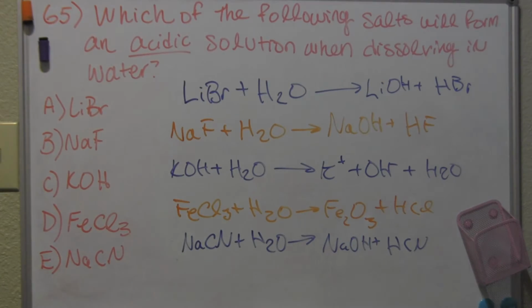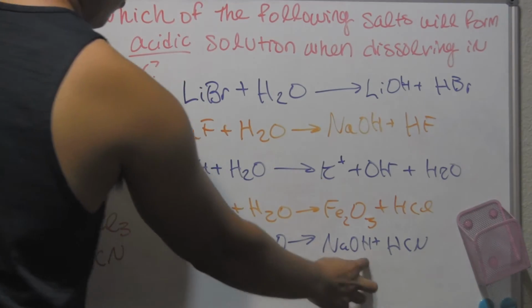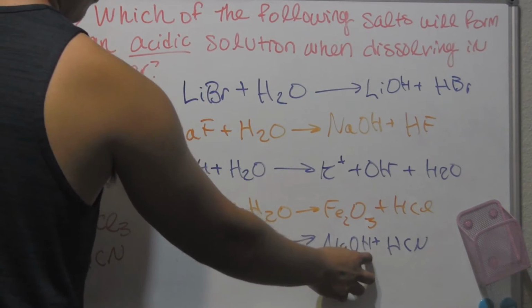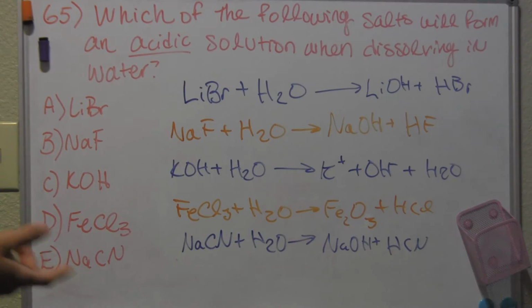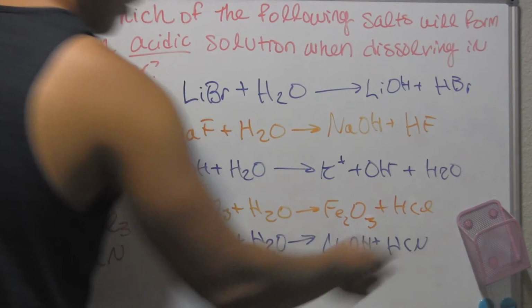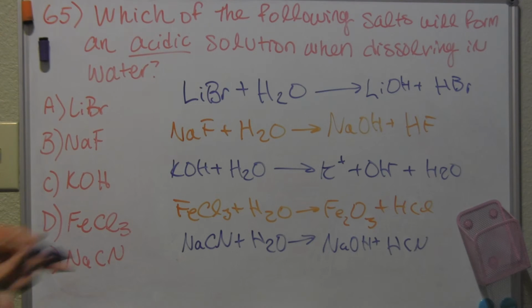Okay. Now this is not our answer because if you can recall, sodium hydroxide, like up here, is a very strong base, while hydrocyanic acid is a weak acid. Okay, so this sodium hydroxide is easily going to overpower this hydrocyanic acid to make the solution basic.